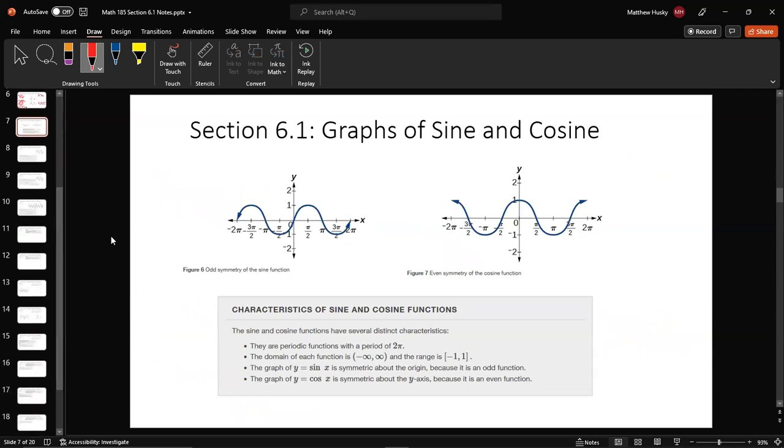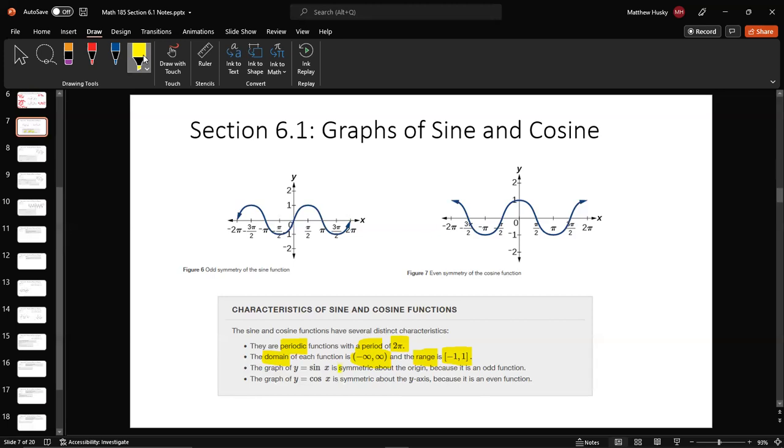So, some characteristics of the graphs. They're periodic functions, so they repeat regularly, and they have a cycle, a period of 2 pi, where they repeat. The domain of the functions is from negative infinity to infinity, so they can go as far to the left and right as they want. The range, on the other hand, is from -1 to 1. The thing you will notice about the sine and cosine graphs is that normally it only goes as high as 1 and as low as -1. And that has to do with the radius of the unit circle, which is itself 1.